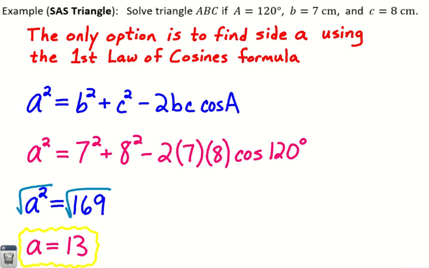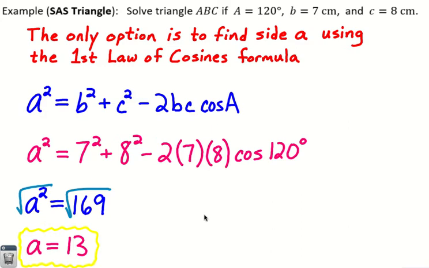Now this is a big moment. Let me just pause and let's all take a mental breath here, because I do want you to understand what happens next. All right. So we found side a. What's left to find are the other 2 angles, angle B and angle C.